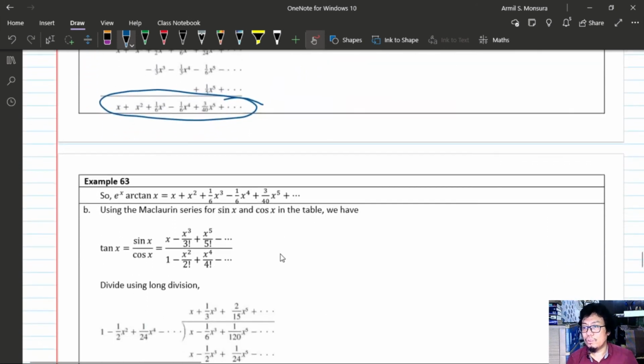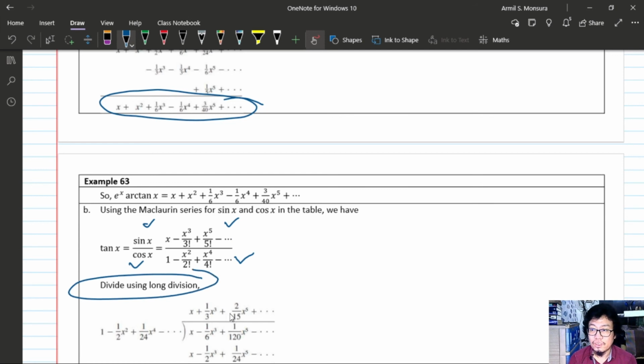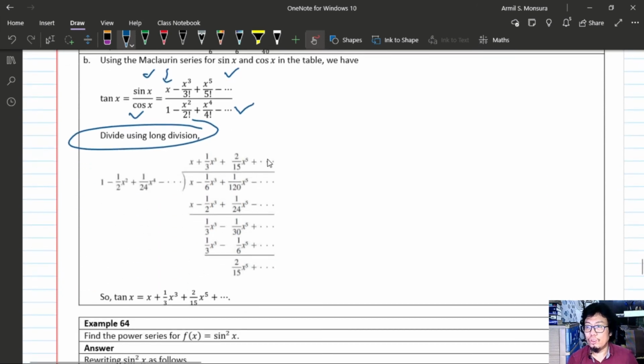Same thing with tangent. We know that tangent is sine x over cosine x. This is the power series for sine x, and this is the power series for cosine x. By long division, you divide the first term by the first term. That's the idea here. When you do long division, the quotient becomes the first few terms of your power series for tangent of x.